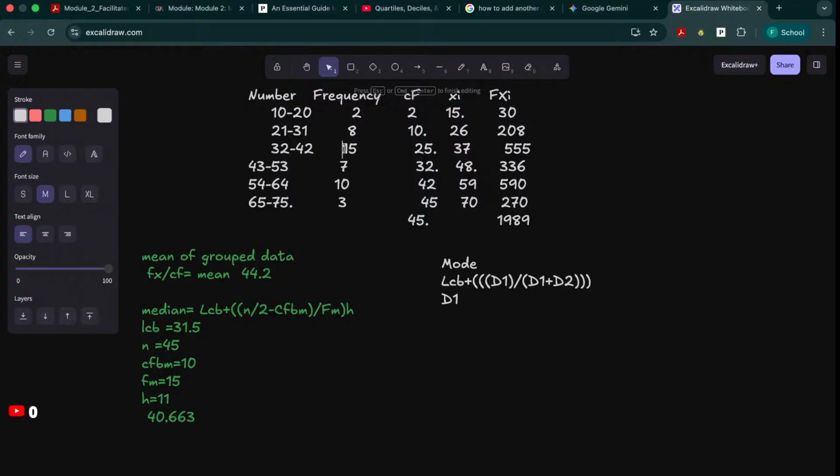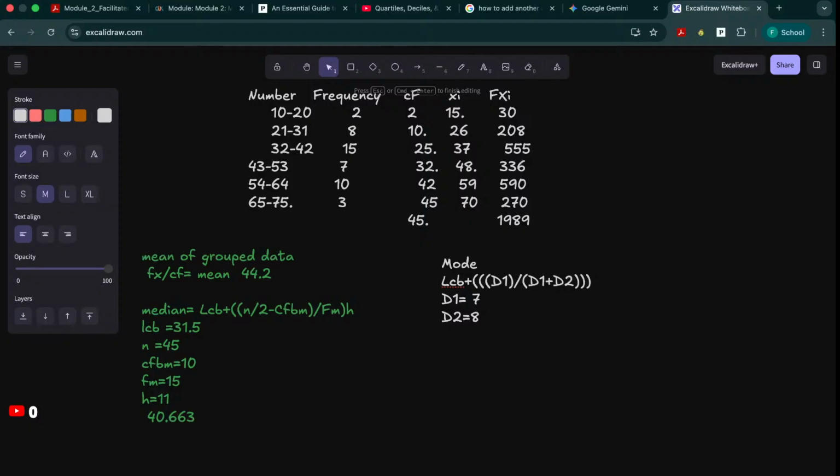So we get 15 minus 8. So frequency of the class minus the frequency above. So we get delta 1: 15 minus 8, we get 7. Delta 2, you do 15 minus 7, you get 8. So you come here and you write D2, you get 8.